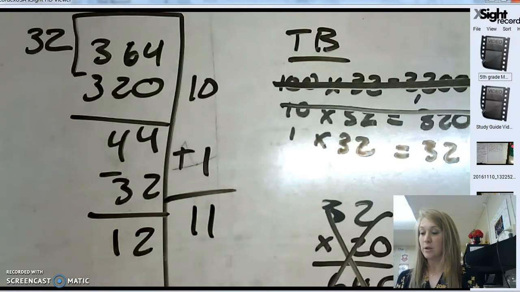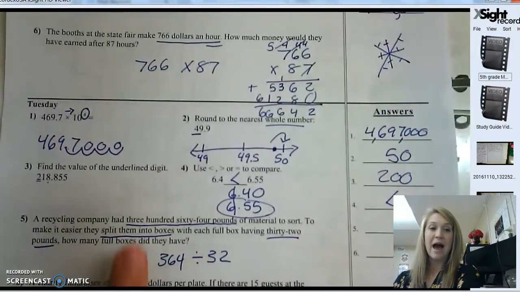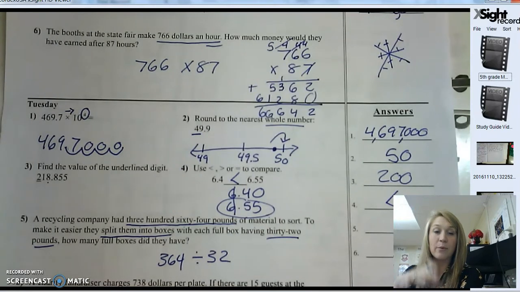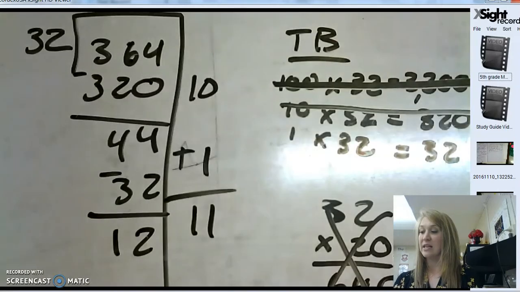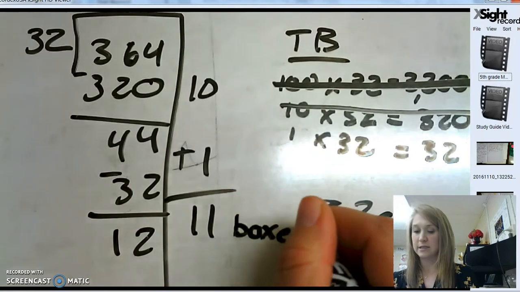Well, let's go back to the problem. The problem is asking me how many full boxes did they have. I took this material, I separated it into groups of 32. I figured out that I have 11 groups. That means I have 11 boxes.